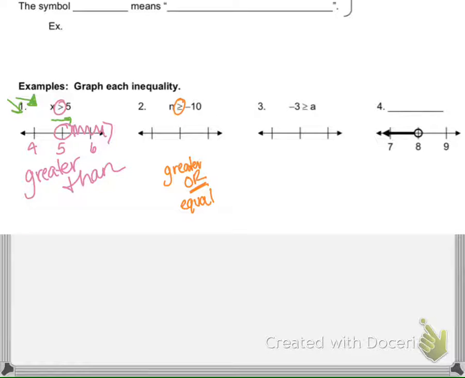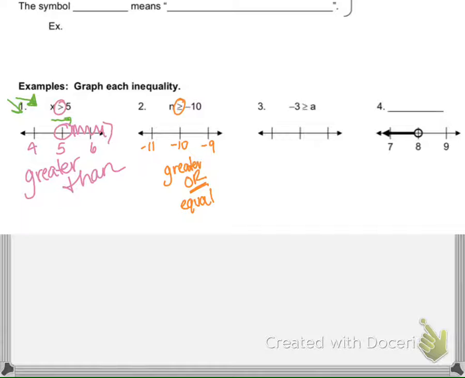Now the next one, again, I want to read it out loud first, left to right. So n is greater than or equal to -10. So when I number my number line, I have to be very careful with negatives. Anything bigger, or one number bigger than -10 is actually -9, and one number smaller is -11. Now when I go to graph this circle, I need to show that the answer could potentially be -10.